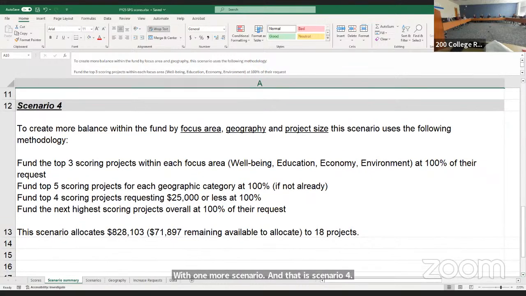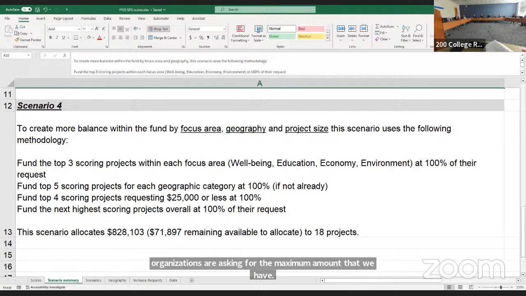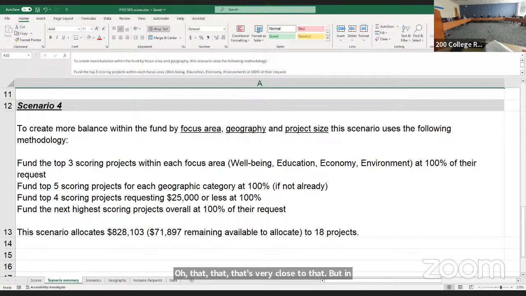So this is looking at focus area, geography, and project size. What Liz was talking about earlier, a lot of these organizations are asking for kind of the maximum amount that we have allowed, that 80,000 or close to that. But in looking at all of the requests, there are several organizations or projects that are requesting smaller amounts for their projects. And that has been something that I know this committee has discussed many times. How do we balance the fund with that information?